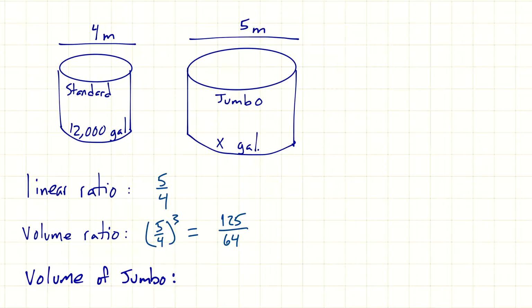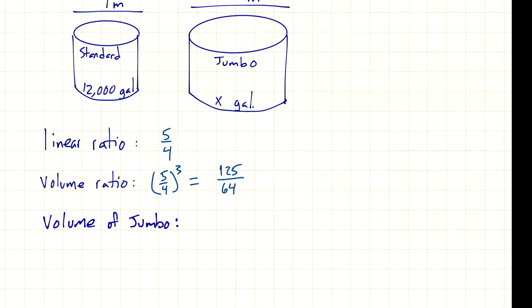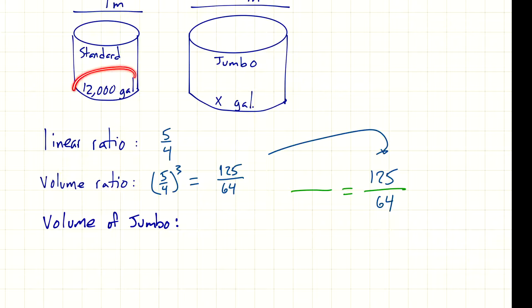If we want to figure out the volume of the jumbo, again, we could create our proportions. I like just to draw the fraction bars and the equal sign. I'm going to copy this fraction, 125 over 64. And now I just need to figure out, I have the number of gallons for the small one, right? Standard is the smaller shape. So 64 is a small number here. So I'm going to put 12,000 gallons on the bottom, which means I need to figure out what X is on top. And that'll give me the volume of the jumbo.